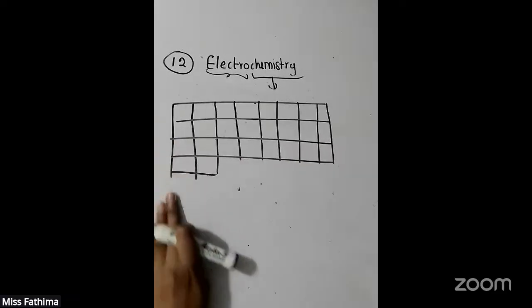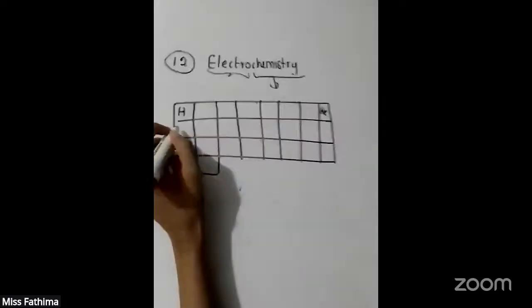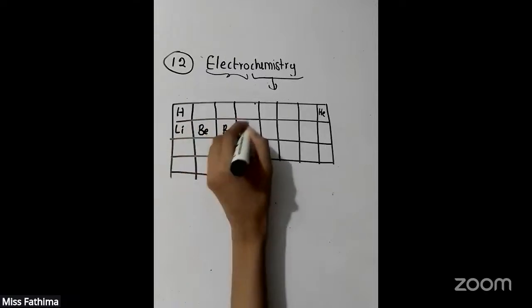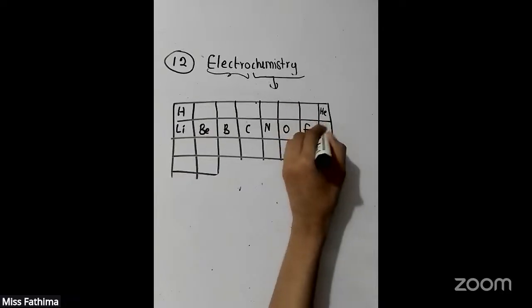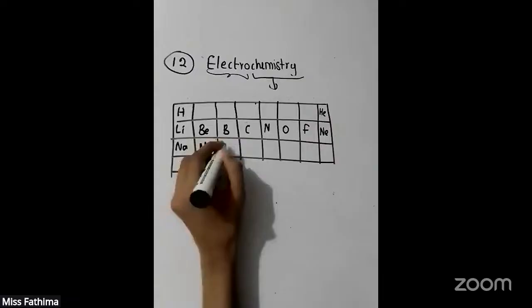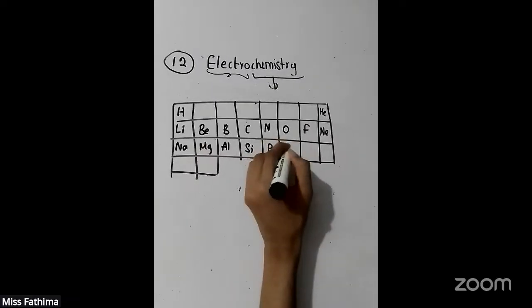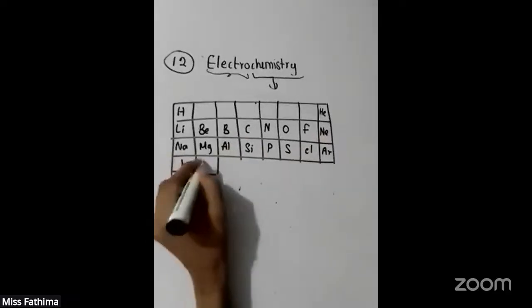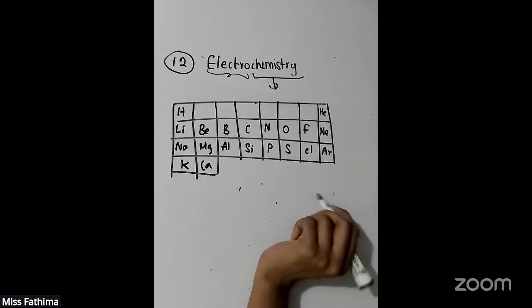Right. Now start filling: hydrogen, helium, lithium, beryllium, boron, carbon, nitrogen, oxygen, fluorine, neon, sodium, magnesium, aluminium, silicon, phosphorus, sulfur, chlorine, argon, potassium, calcium. So these are the 20 elements that you have to know in order, right?